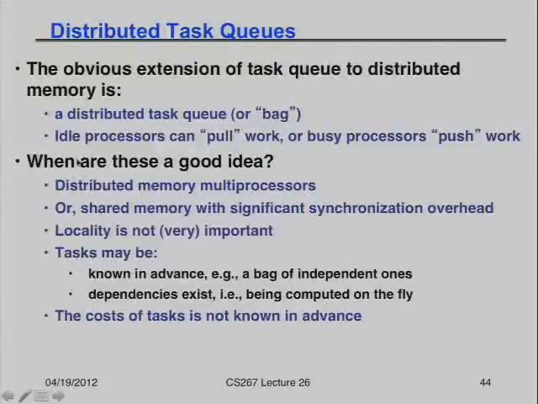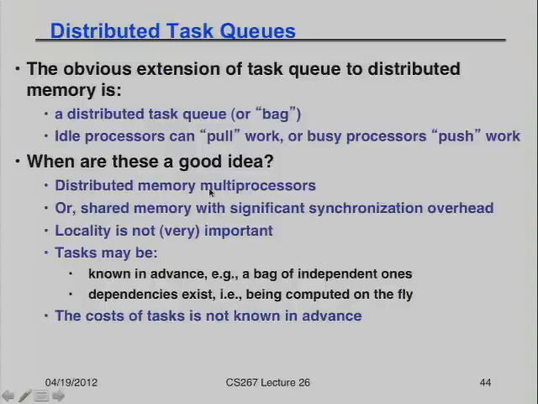Okay, so they're called distributed task queues, but it's really not a queue anymore. It's just sort of a bag of stuff. So you want to go grab stuff from it, and order is something we're not going to worry about, right? So this is all going to be sort of embarrassingly parallel kind of stuff. And so why do I want to do that? Well, if there's no dependencies, it's a good idea.